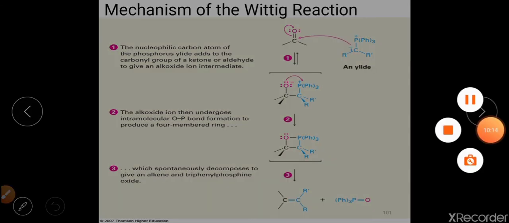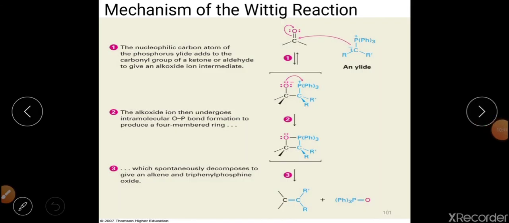So that's all about today's class, and tomorrow we will discuss some condensation reactions of aldehydes and ketones, like the aldol condensation, benzoin condensation, Mannich synthesis reaction, and so on.